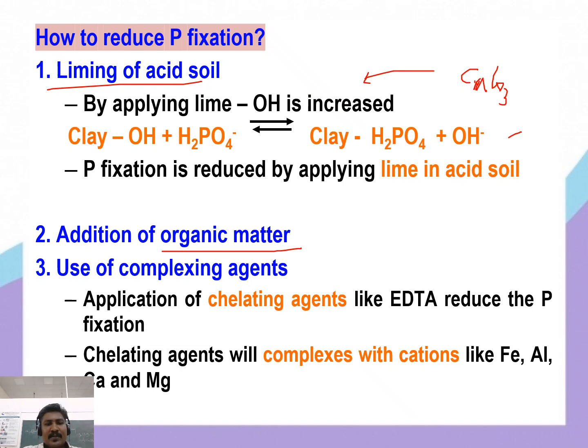And use of complexing agents, nothing but EDTA, DTPA, these kinds of artificial chelating agents. These will also react with metal ions such as iron and aluminum to release the phosphorus from the precipitated condition.